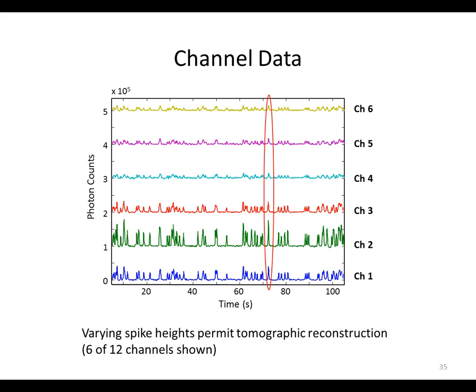Okay, so this is an example of some of the data that we get. Here I'm showing you 6 of the 12 channels. And there's a rather large background that these spikes ride on, which I've removed, and I've just stacked them here so that we can look at them together. And the point that I want to make is that what's going to allow us to tell where the signal is coming from is the fact that you have these spikes that are of varying heights in the different channels.